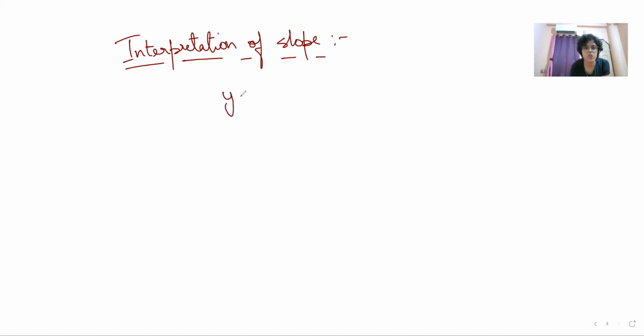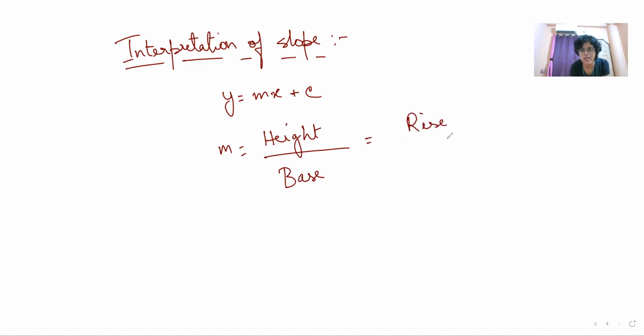So let's say we have a line y = mx + c. Now we know m is the ratio between height and base. We can also express it as rise over run, the walking distance. There are various ways you can express it, but the main thing is it's the ratio between the height you gain and the distance you move horizontally, right? So that's m. Now we know m is equal to (y2 - y1) / (x2 - x1).